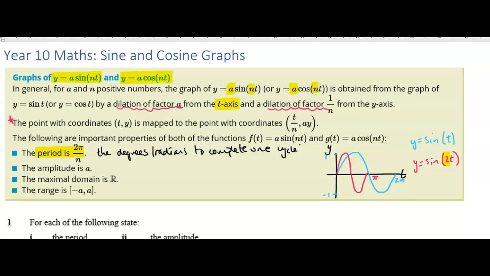Your amplitude is basically your minimum and your maximum value.